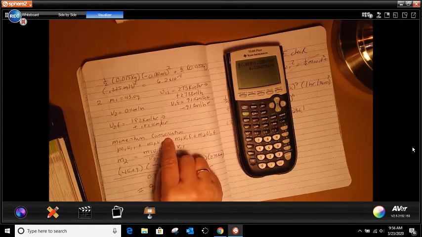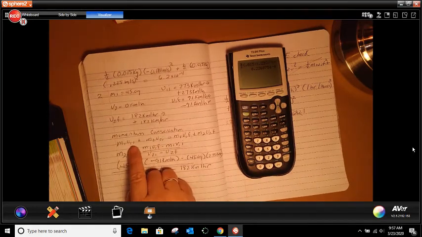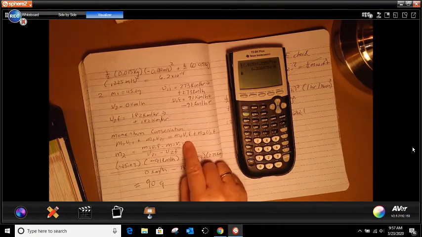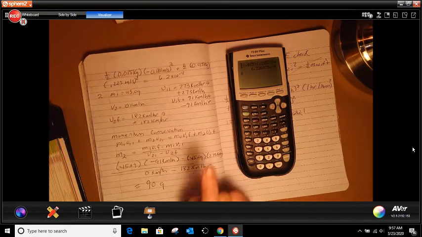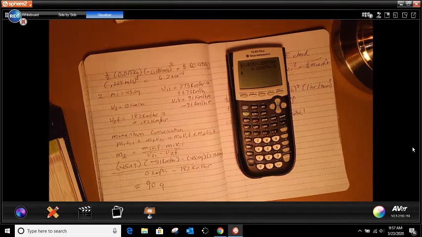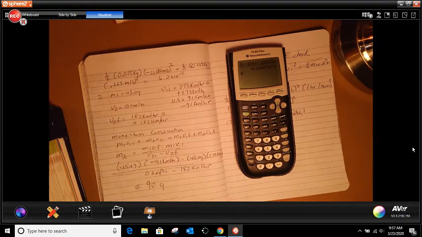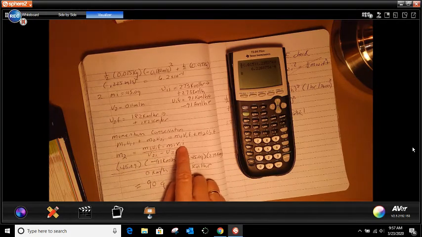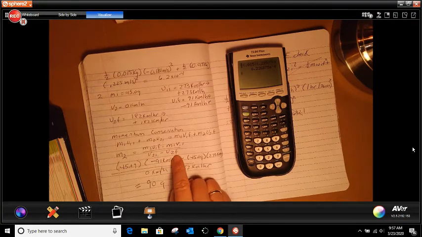So what I'm going to do is the momentum of collision equation, which is mass 1, velocity 1 initial, plus mass 2, velocity 2 initial, equals mass 1, velocity 1 final, plus mass 2, velocity 2 final. So what am I looking for? I'm looking for the mass of the second one that it hit. To be able to do that, I'm going to change my equation and get M2 out of it, which is mass 1, velocity 1 final, minus mass 1, velocity 1 initial, divided by velocity 2 initial, subtract velocity 2 final.